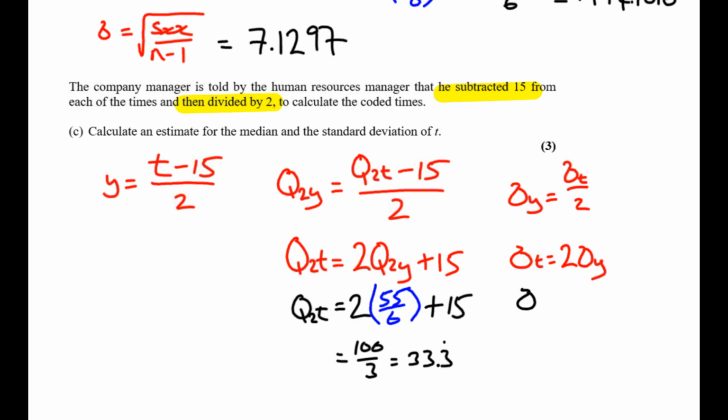My standard deviation for t is going to be 2 multiplied by 7.1297, and that gives us 14.2595. Okay, so those are the uncoded versions of the median and the standard deviation. These would have been the summary statistics we gained if we used the original data.